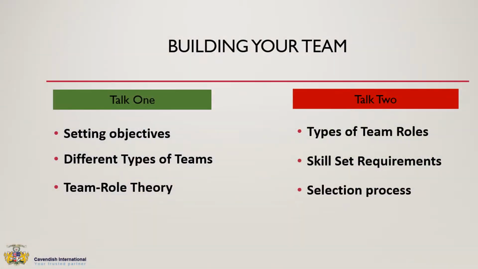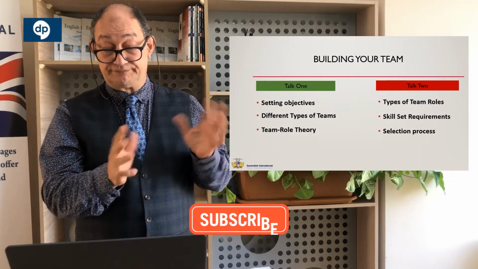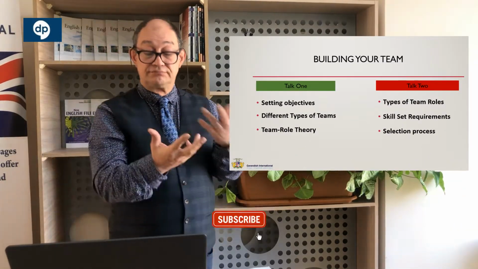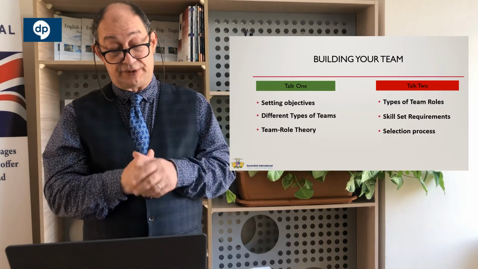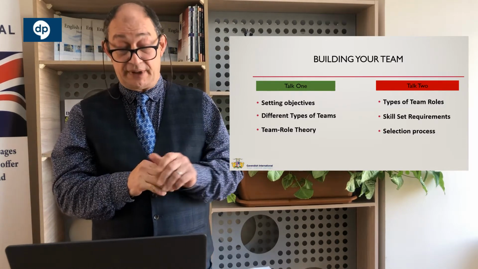Hi, this is the second part of our talks regarding building your team. Now we discuss setting the objectives, the different types of teams you may have, and the team role play theory, which would help you if you want to use psychological testing and personality testing and so on and so forth, helping you select your team members.